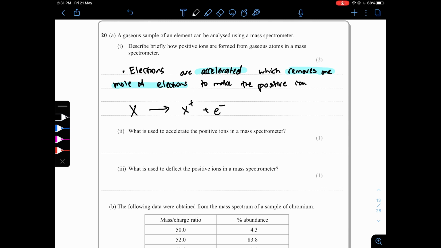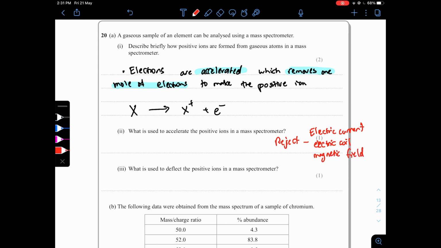So what is used to accelerate the positive ions in a mass spectrometer? What we use is either an electric field, electrostatic field, or charged plates. But this is what we reject: if you say electric current, that is not what they want. They don't want electric coil. And they don't want magnetic field.